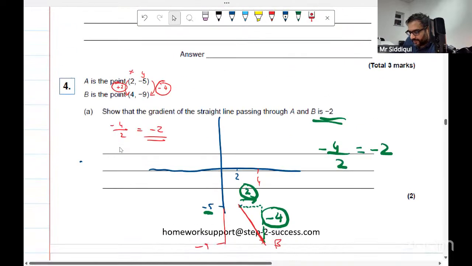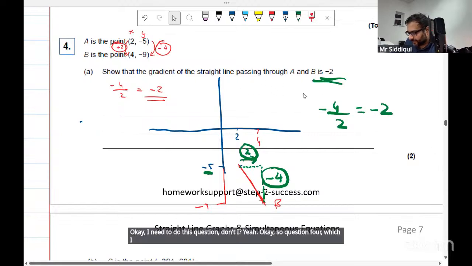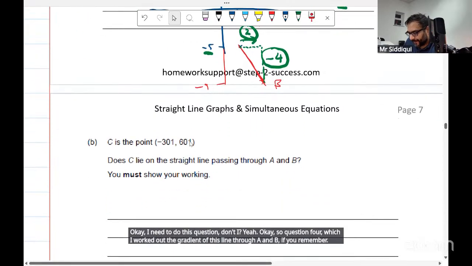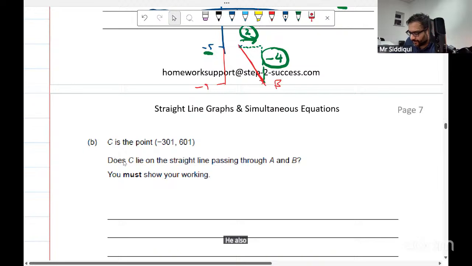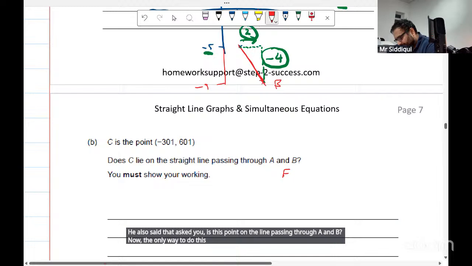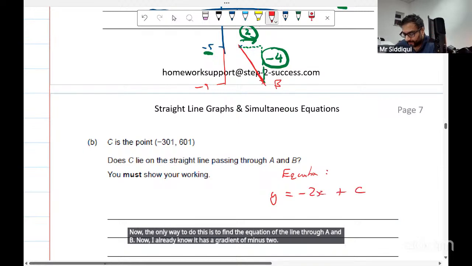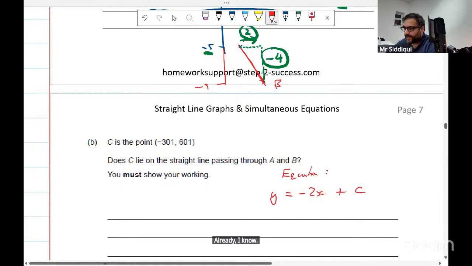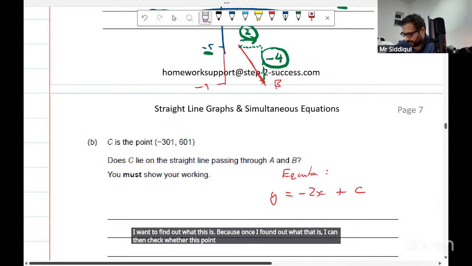Right. Okay. So question 4, which I worked out the gradient of this line through A and B, if you remember. It also asked you, is this point on the line passing through A and B? Now, the only way to do this is to find the equation of the line through A and B. I already know it has a gradient of -2, because we did that in part A. I want to find out what this is, because once I found out what that is, I can then check whether this point works in the formula.